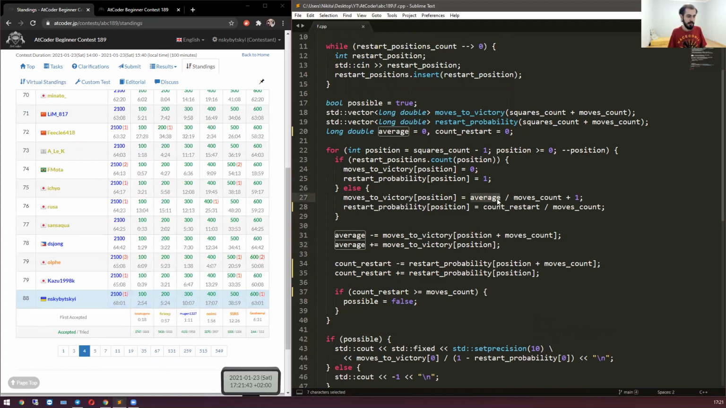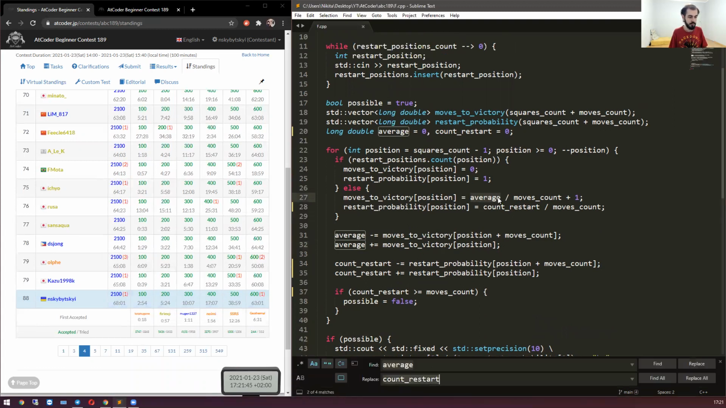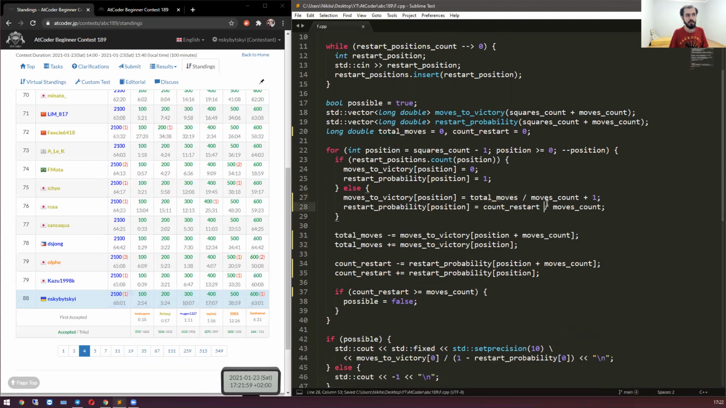And this is also not an average, it is the sum. Then we divide it by the moves count. Yeah, I wanted to only have floating point here.